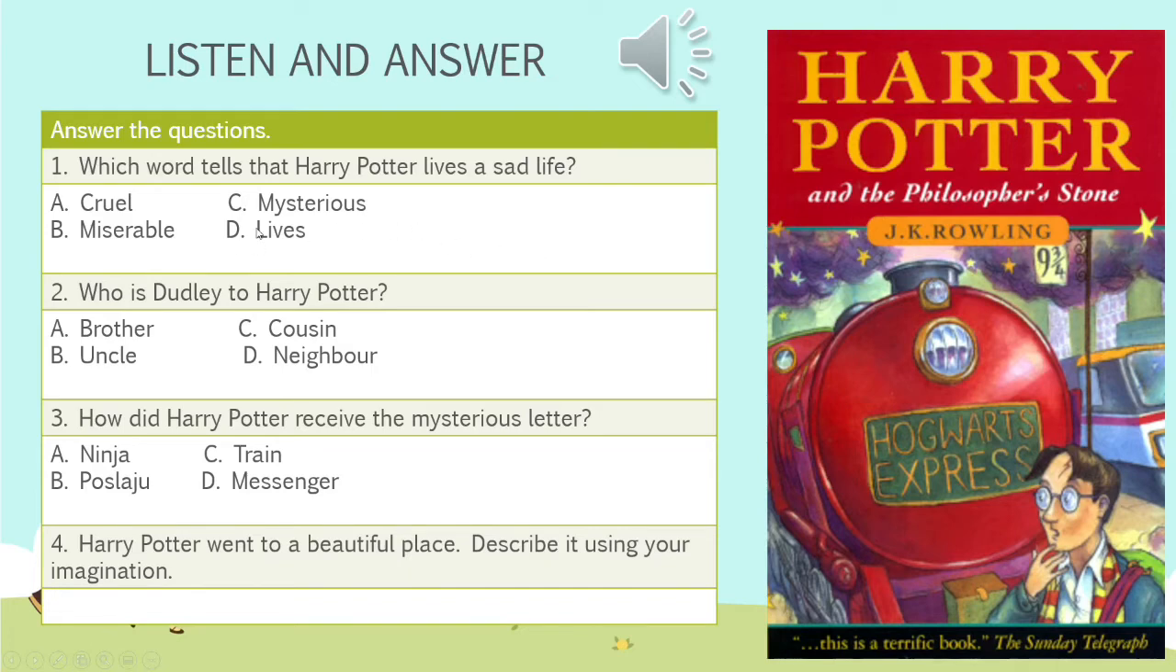I bet you won't have any problem answering question number 1, 2 and 3. Now for question number 4. Harry Potter went to a beautiful place. Describe it using your imagination. Okay, maksud soalan ini, Harry telah pergi ke sebuah tempat yang sangat cantik. Describe, ceritakan menggunakan imajinasi kamu.